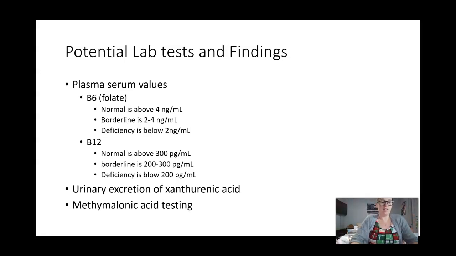First lab test, be a complete blood count to rule out iron. As far as next, you can do plasma serum values. That'll test for B6 and B12. The normal ranges are here. There is the borderline range. So if B6 is considered borderline between 2 to 4, then it's suggested to do urinary excretion of the xanthurenic acid.